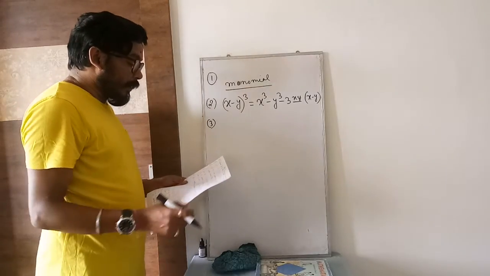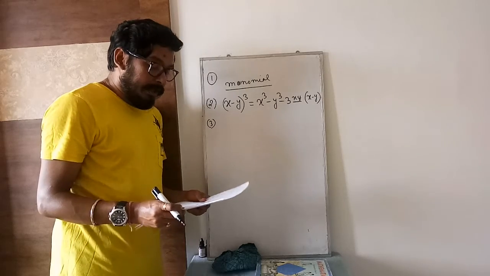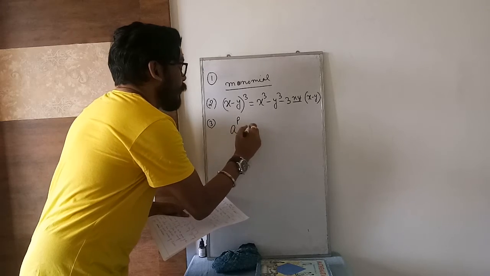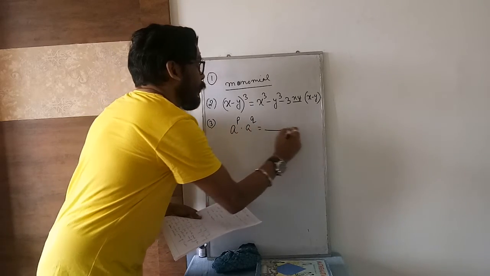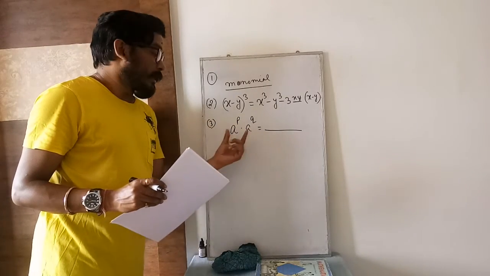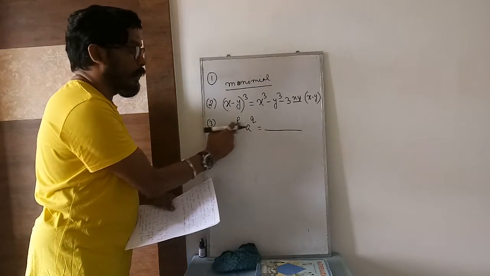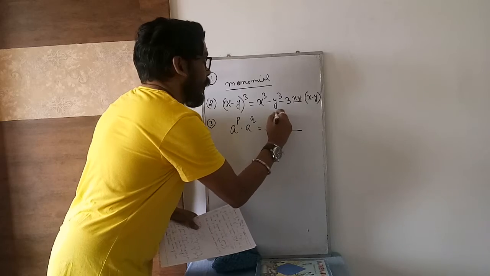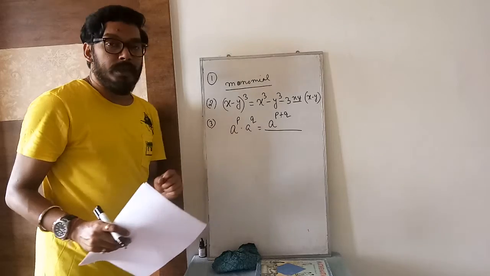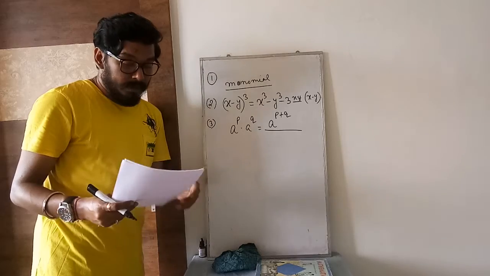Next, given a greater than 0 be a real number and p and q be rational numbers, then a to the power p into a to the power q equals dash. Here you will use the property of the law of indices. If the base is the same and multiplication is in between, you add the powers. So a to the power p plus q. In case of divide, we do minus.